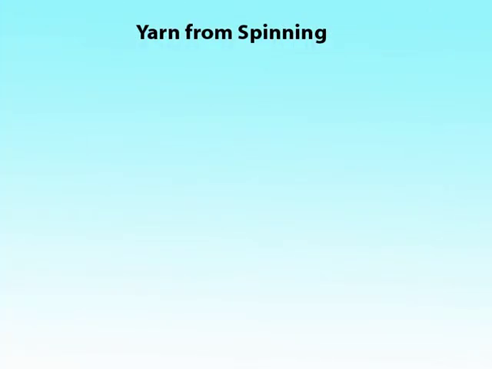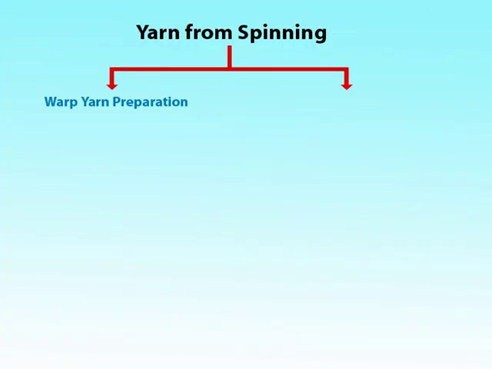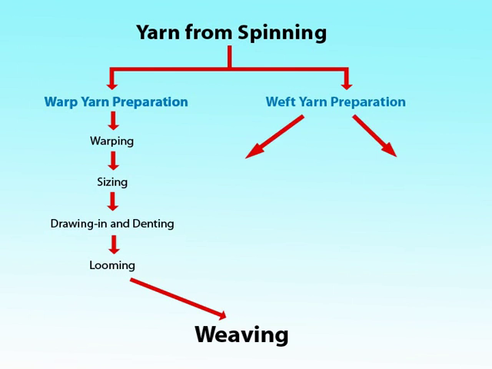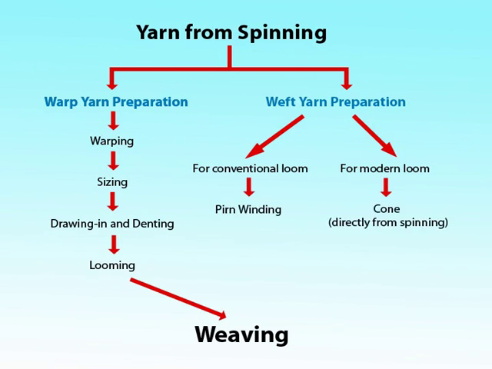Yarn from spinning. Warp yarn preparation: warping, sizing, drawing in and denting, looming, weaving. Weft yarn preparation: for conventional loom, pirn winding; for modern loom, cone directly from spinning, weaving.